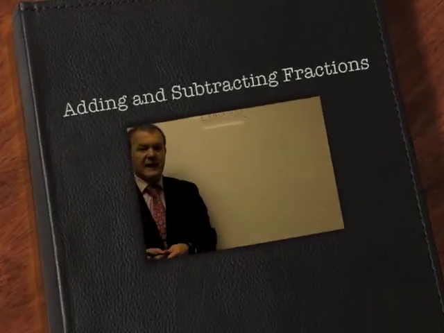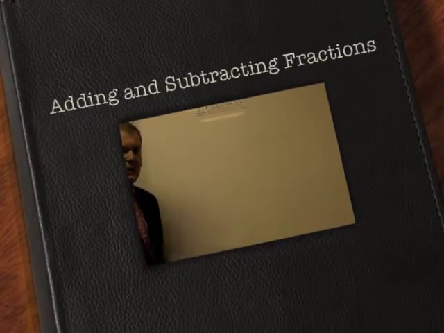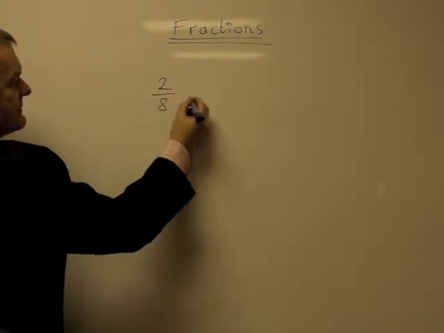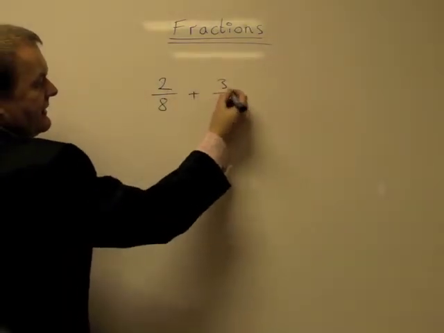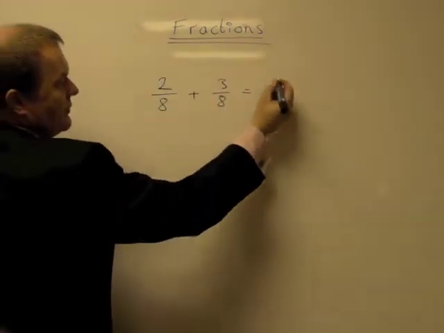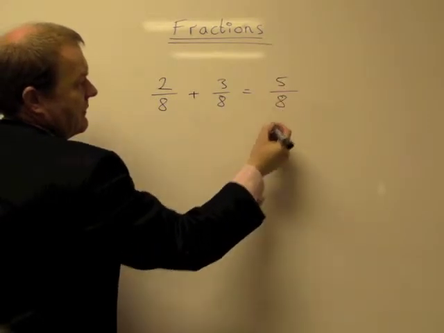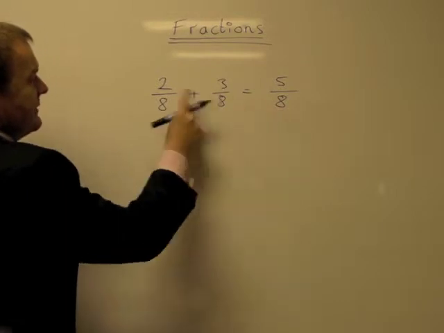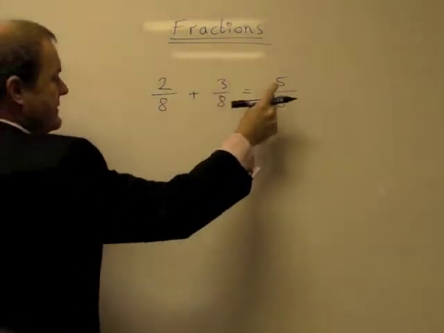Okay, so we'll start by adding fractions that have got the same denominator. So for example, if we've got 2/8 and we add 3/8, we'll end up with 5/8. So we're working in eighths, so the eighths stay the same. 2/8 add 3/8 is 5/8.